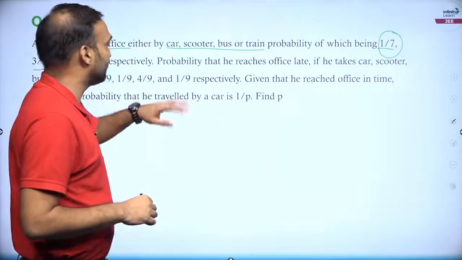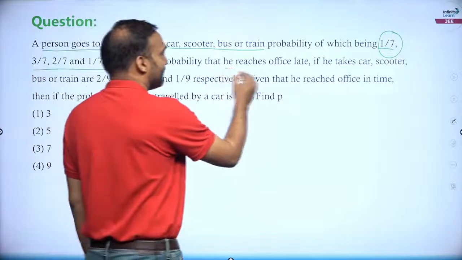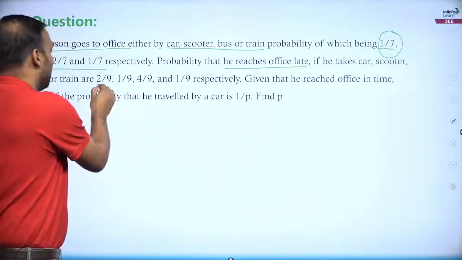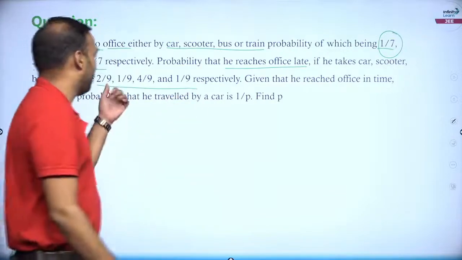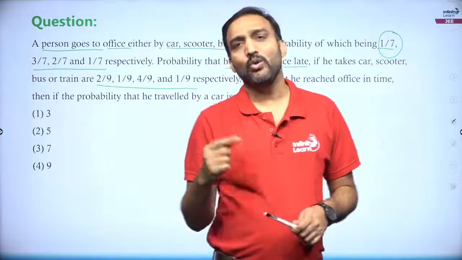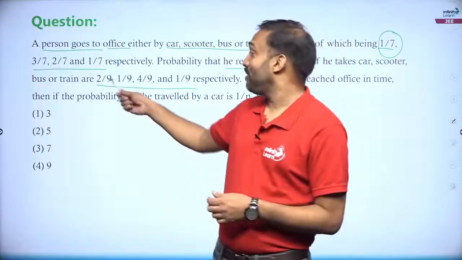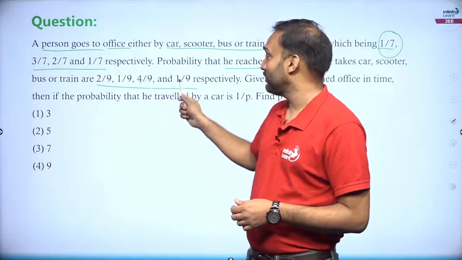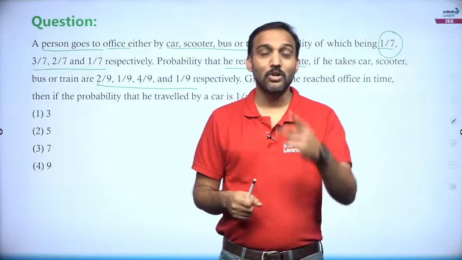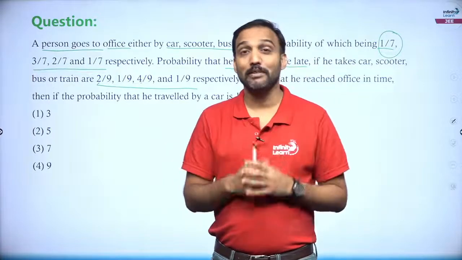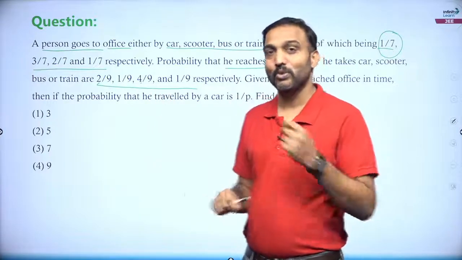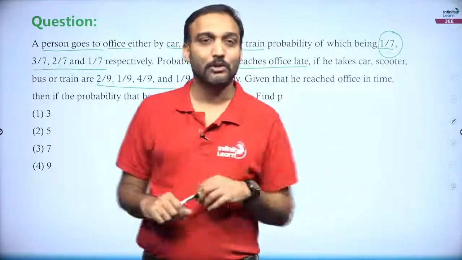Now, what does the next statement say? The probability that he reaches office late if he takes a car, scooter, bus or train are the respective probabilities over here: 2 by 9, 1 by 9, 4 by 9 and 1 by 9. Now if you observe the sum of these 4 values, 2 plus 1 plus 4 plus 1 is 8. The sum is only 8 by 9. The sum is not 9 by 9, or the sum is not 1. Why is it not 1? It should be 1, right? No, it should not be. The question is absolutely correct.